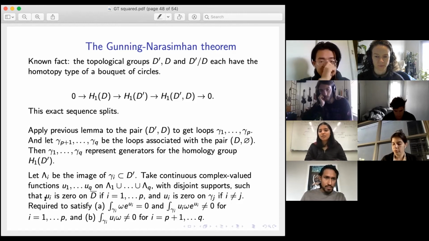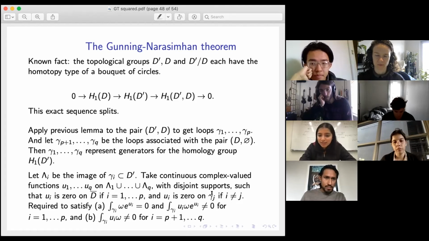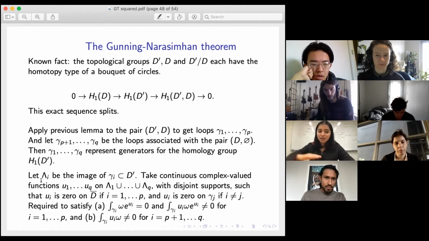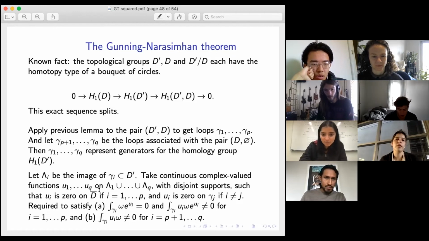And of course, if it forms the basis for D, then the homology group H1 D, then where are we? Then UI is 0. Oh, yeah, okay. That's for the second half of this. For the first half, we also just assume that UI is 0 on any of the gamma J's, on any of the other loops, if I is not equal to J. And we require it to satisfy these two integral conditions.